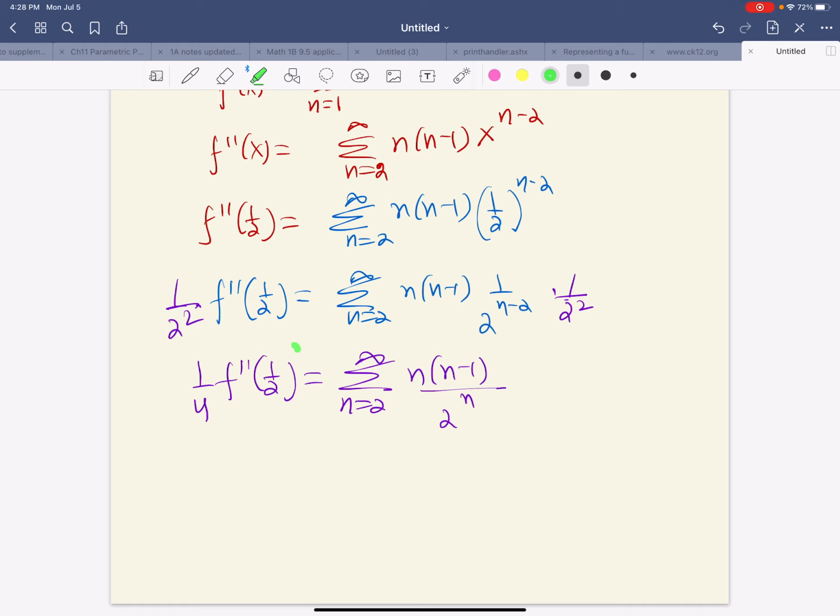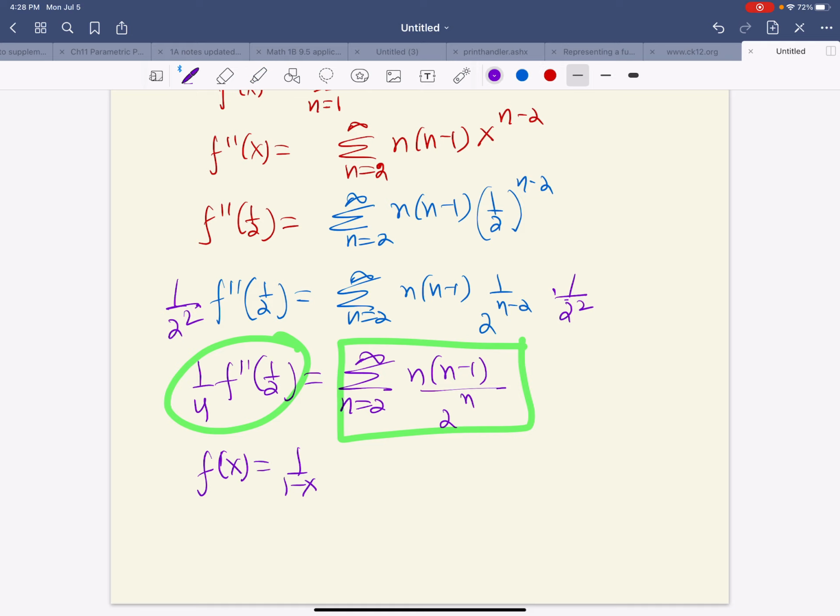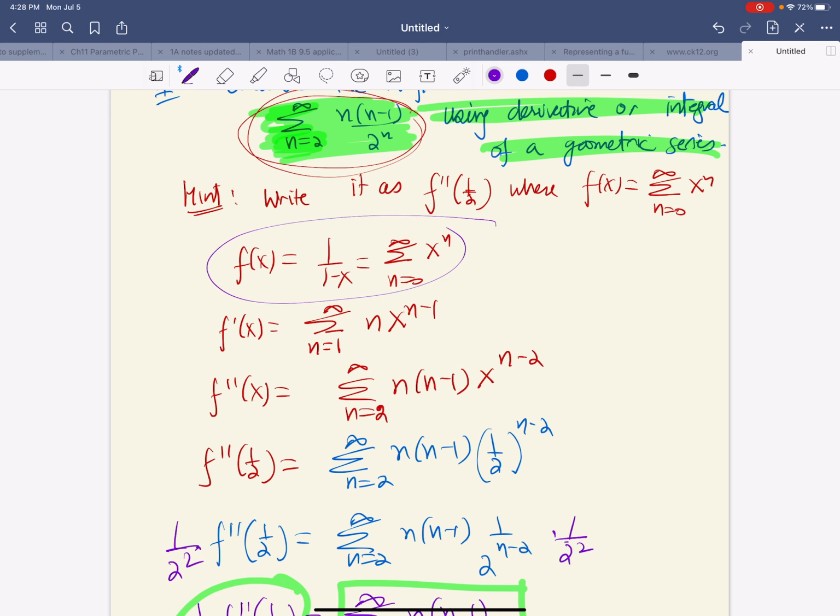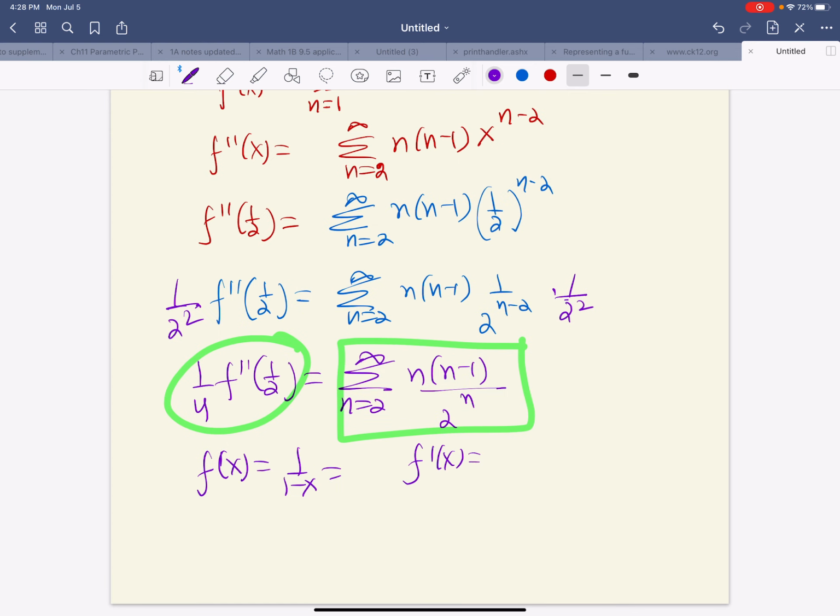Now if I can find this piece, I know the sum of this series. So let's go ahead and look for f double prime of 1/2. We know f of x was 1 over 1 minus x, and f prime of x is 1 over (1 minus x) to the second power. And f double prime of x would be negative 2 over (1 minus x) to the third power, multiplied by the negative 1. So it's just going to be positive 2 over (1 minus x) cubed.